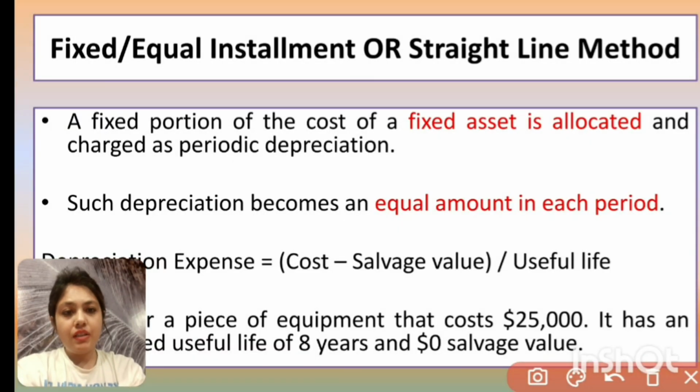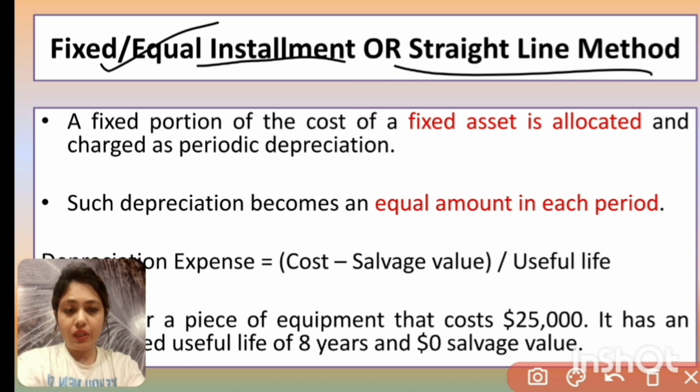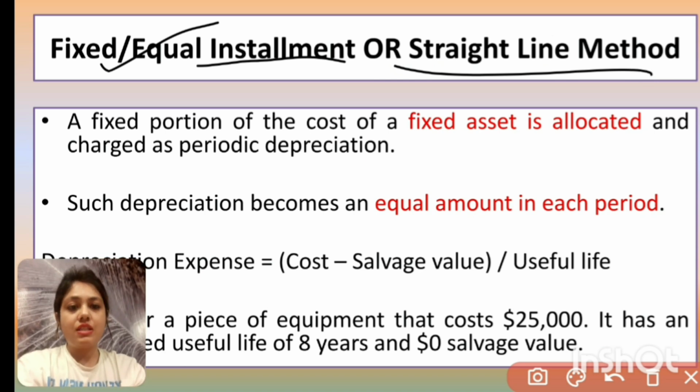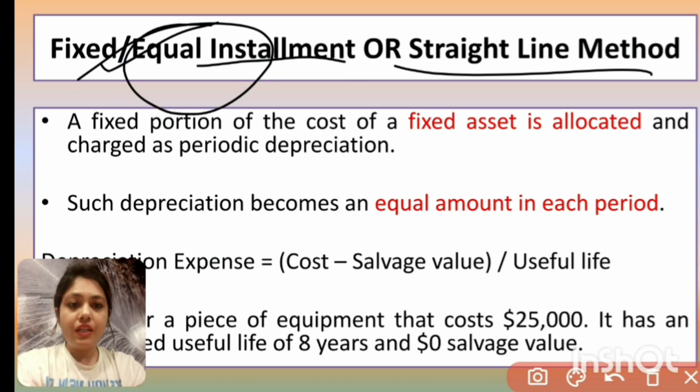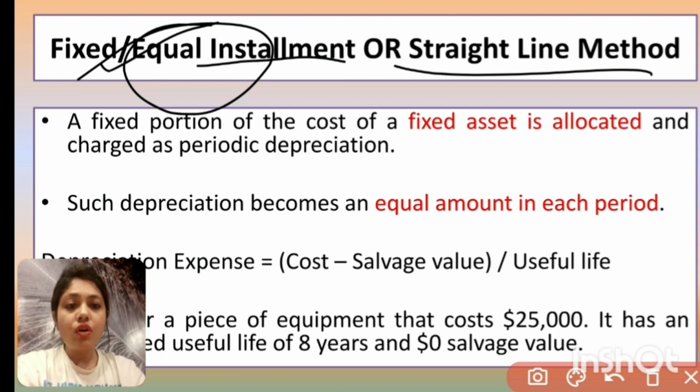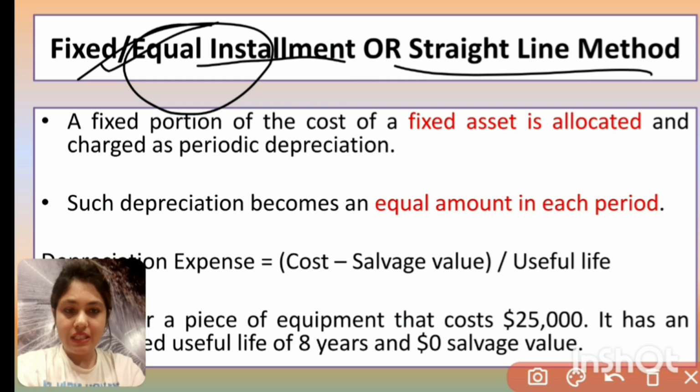So the first method under the time-based methods of depreciation is the fixed or equal installment method, very famously known as the straight line method. As the name suggests, in this the rate of depreciation, or precisely the amount of depreciation, is fixed and equal, right? We divide or spread the cost of the asset in equal terms over the useful life of the asset. We will understand this with the help of an example.